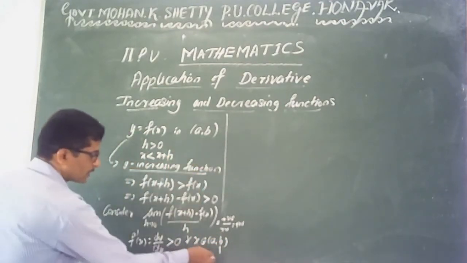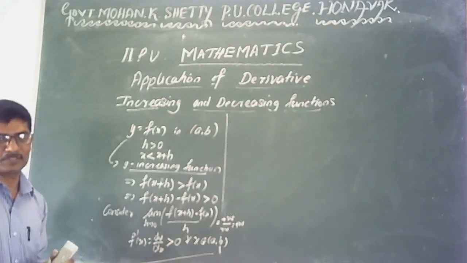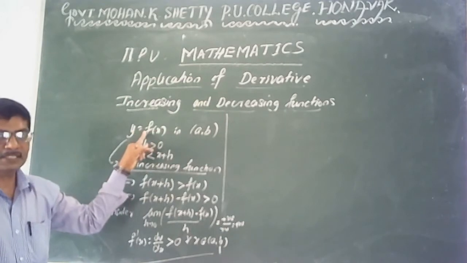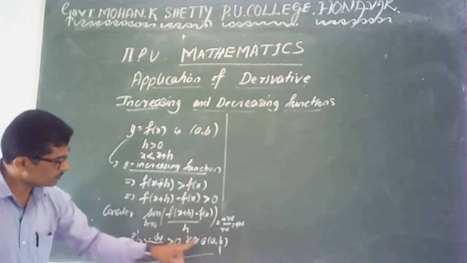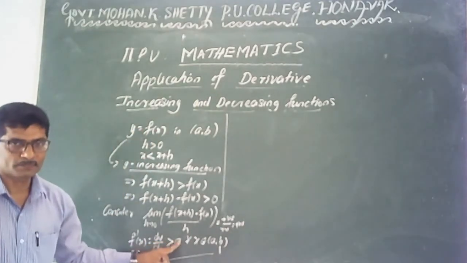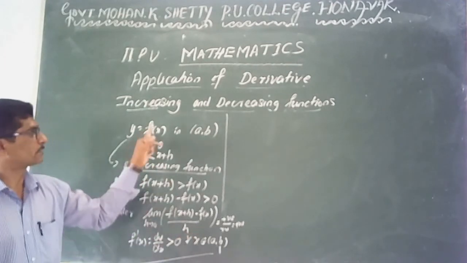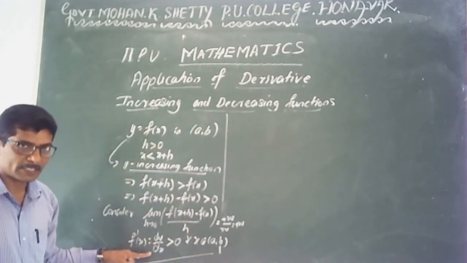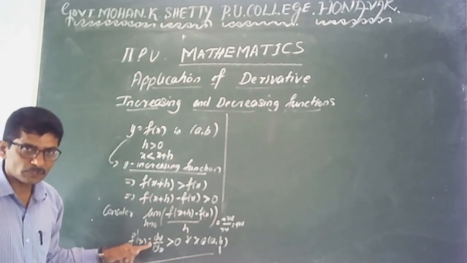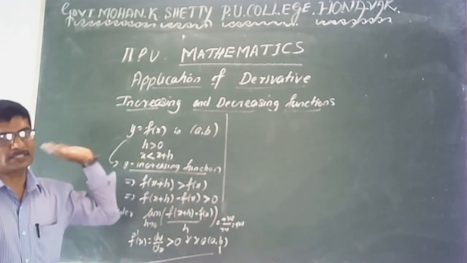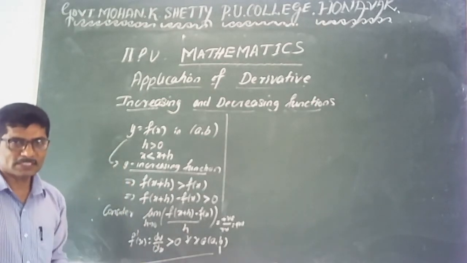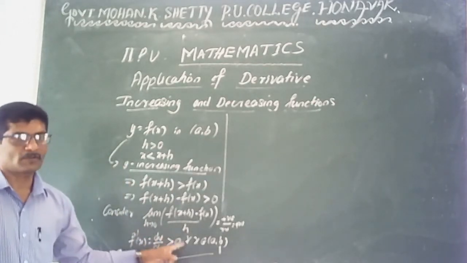This is the condition or definition using derivatives. You say that this function is an increasing function, its derivative is always positive for each point with respect to x. You are differentiating y with respect to x. This value is always positive. Then you say that this function is an increasing function. Very simple definition. The given function is increasing means its derivative is always positive.